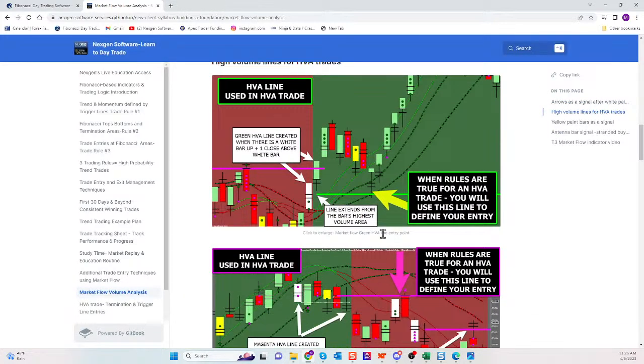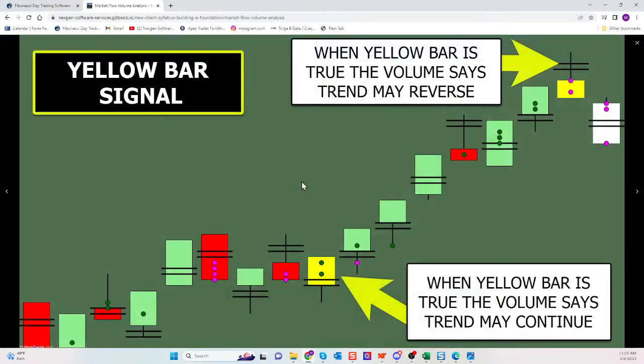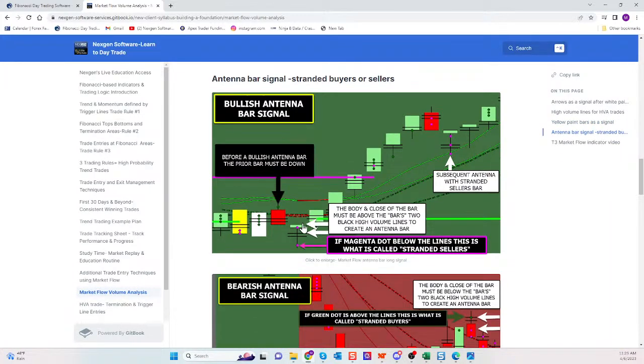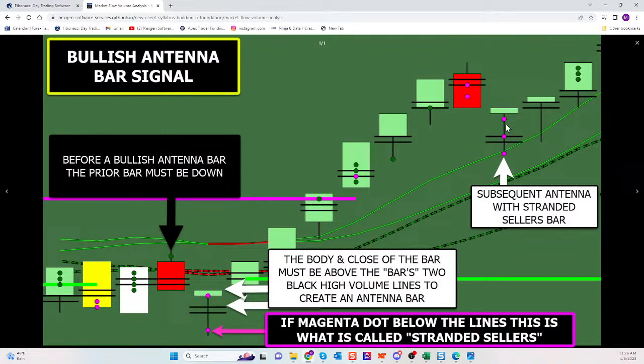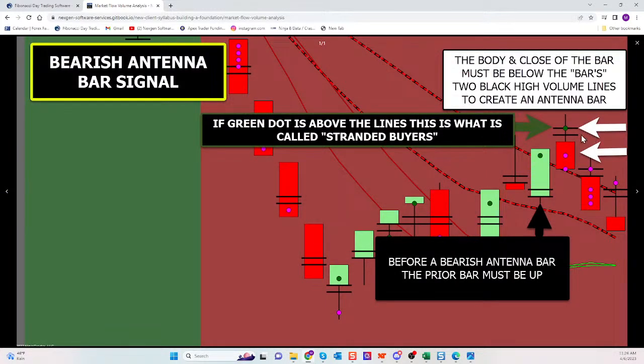Other signals that may initiate: a yellow reversal bar at the area when the rules are true. An antenna bar, which means that it has a small body, a long tail, and it looks like that 1970s antenna from your grandparents. There's that antenna bar for a potential short.